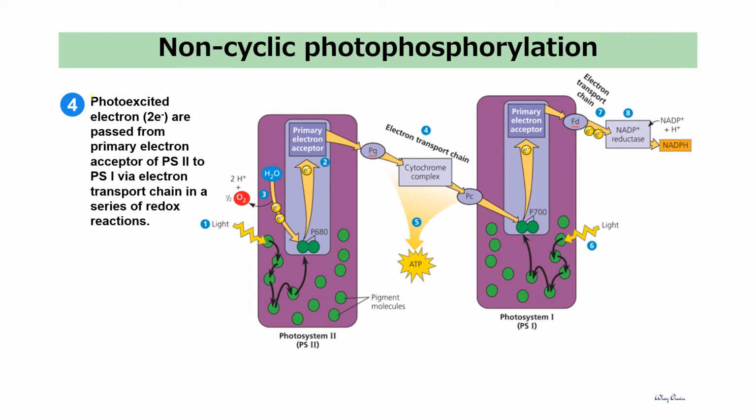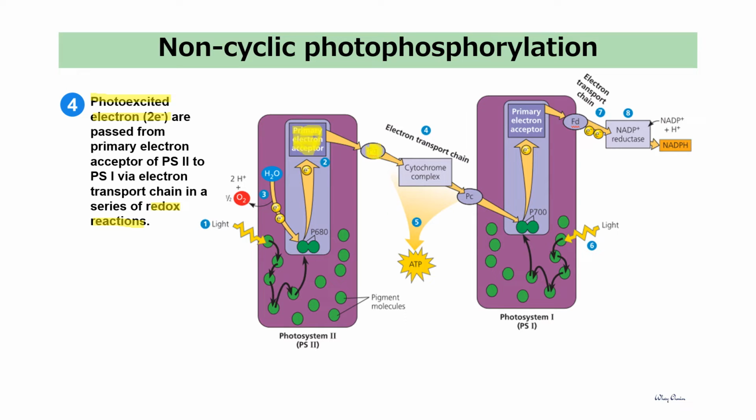So, when the photoexcited electrons are accepted by the primary electron acceptor, it becomes very unstable, and the primary electron acceptor will pass the two electrons to the next component found in the ETC, which is the plastoquinone. During the passing of electrons from the primary electron acceptor to the plastoquinone, it involves redox reactions because the primary electron acceptor is oxidized and the plastoquinone is reduced.